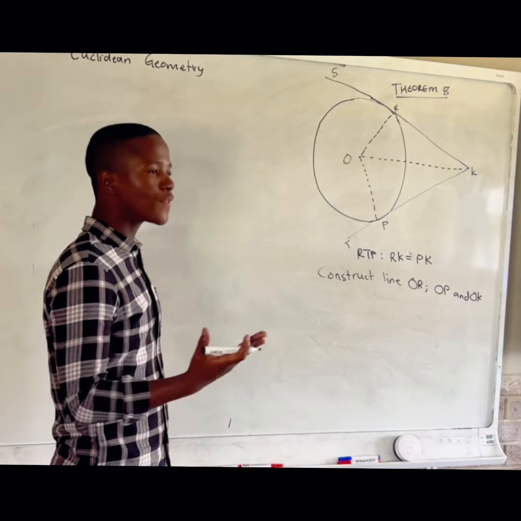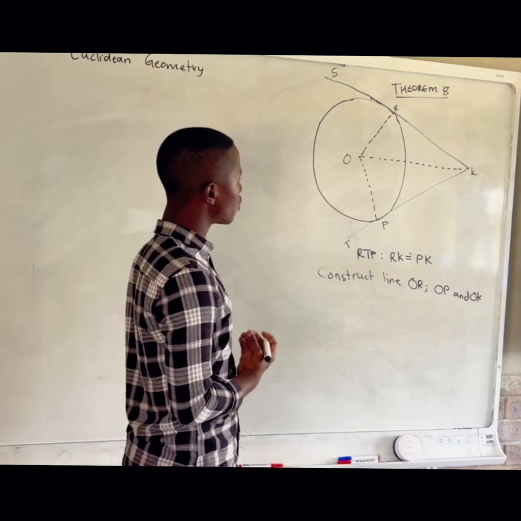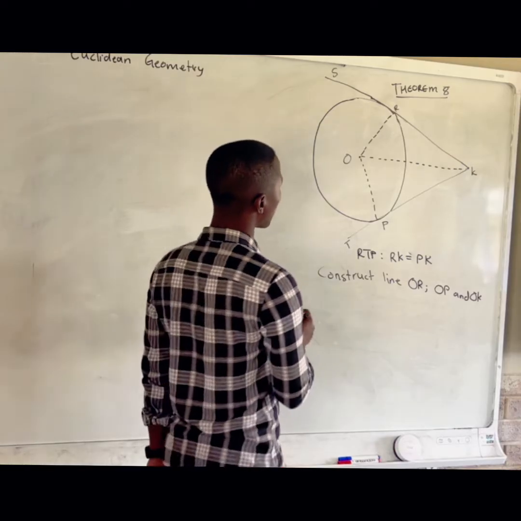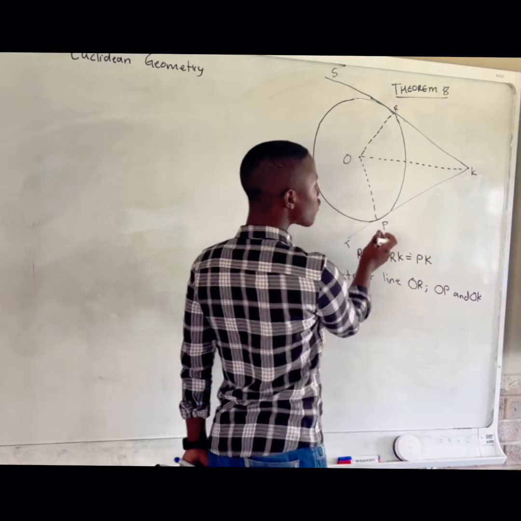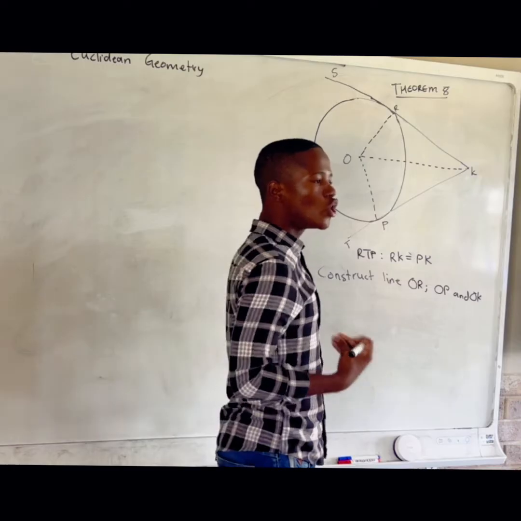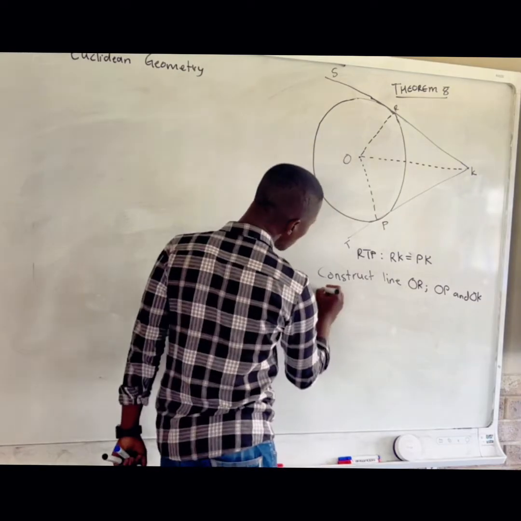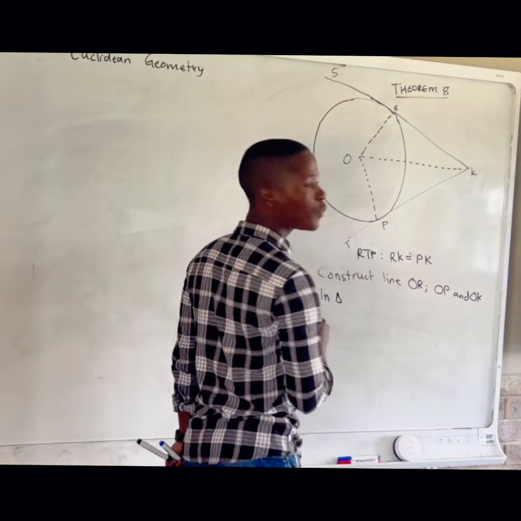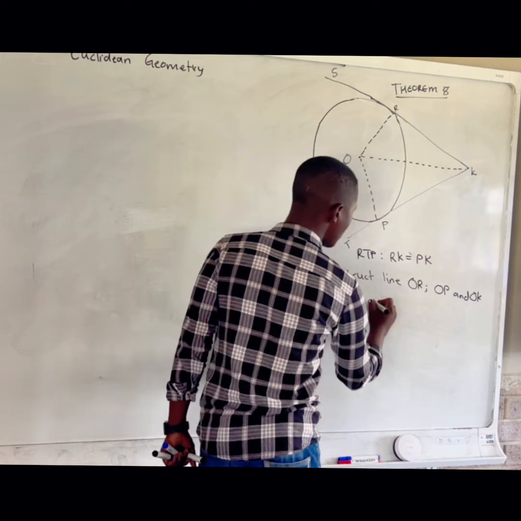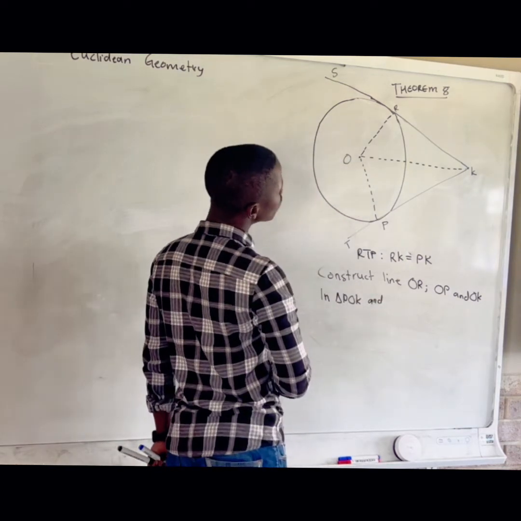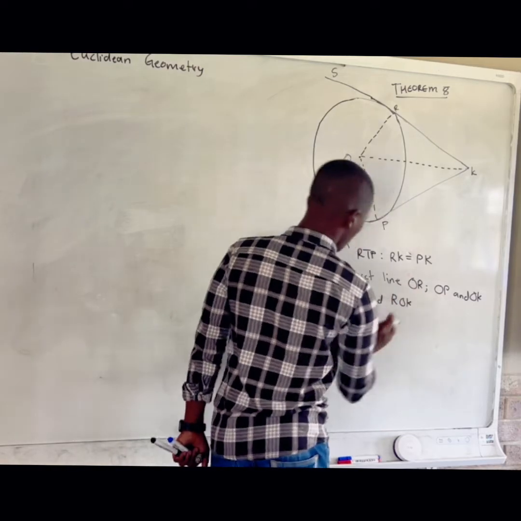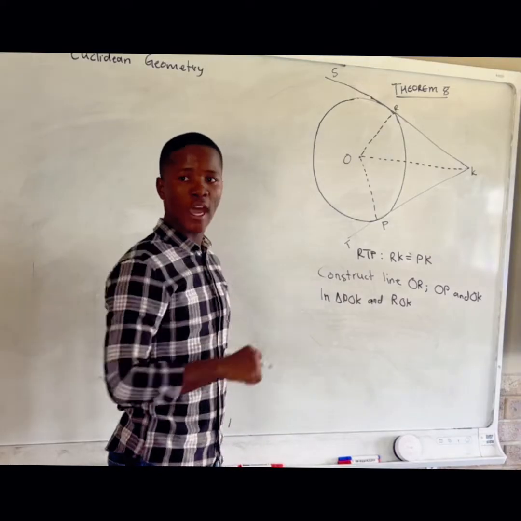After that, people, what you are then going to do is look at these triangles. To prove that this side is equal to this side, you are going to use congruency, in triangle POK and in triangle ROK. You are going to look at these two particular triangles.